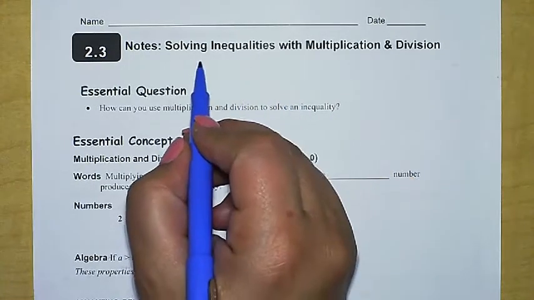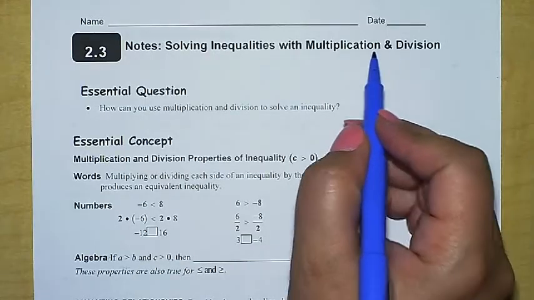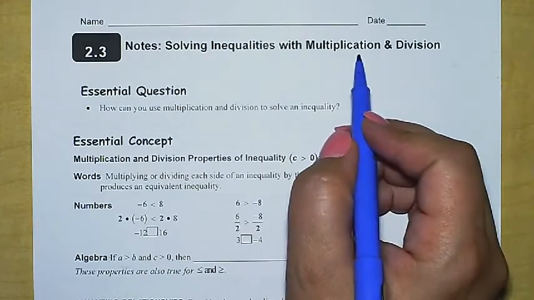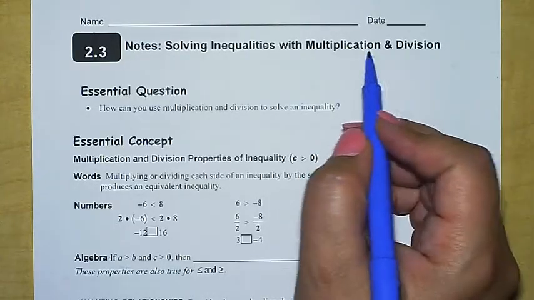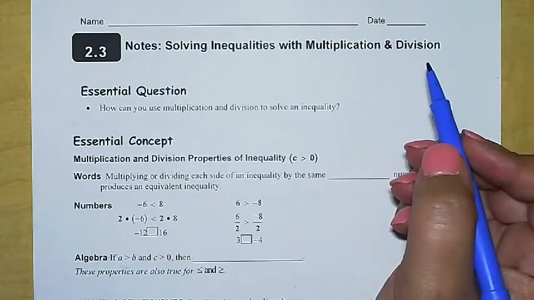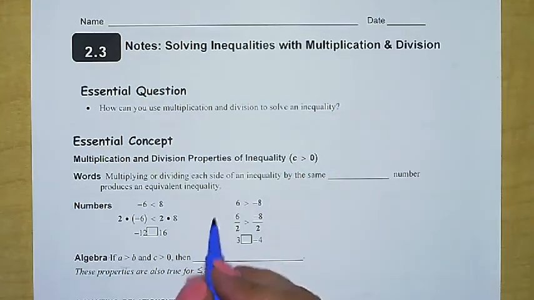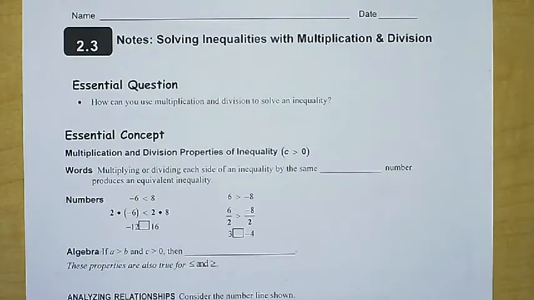Today's lesson is over solving inequalities that involve multiplication and division. Although our steps are going to still be very similar to equations, where we're going to do the opposite or the inverse operation to isolate our variable, this is one of the key places where we have to do things just a little bit different because it's an inequality, or at least sometimes.